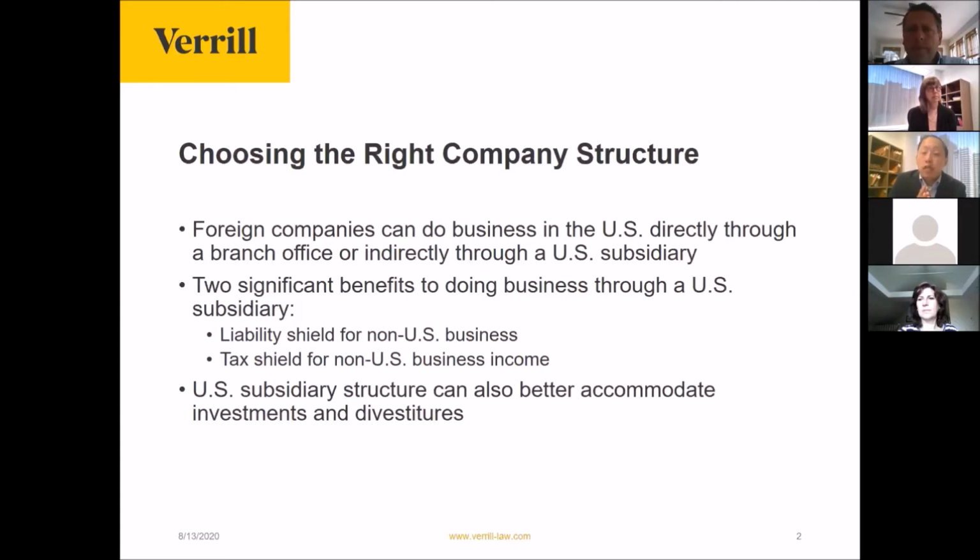So that's a significant benefit. Finally, a side benefit to the US subsidiary structure is that it can also better accommodate investments and divestitures. For example, let's say you have an investor that wants to invest only in the U.S. portion of the business, or maybe the company only wants to give the investor equity in the U.S. piece of the business. It'll be a lot easier for the investor or the company to do that, right?